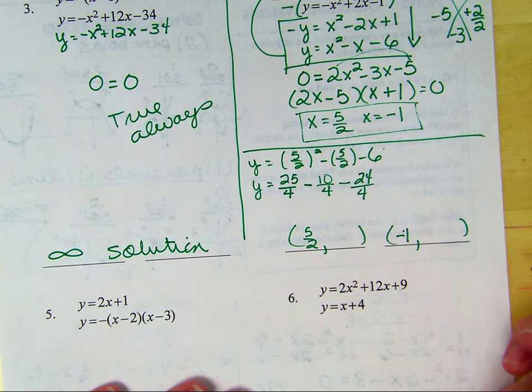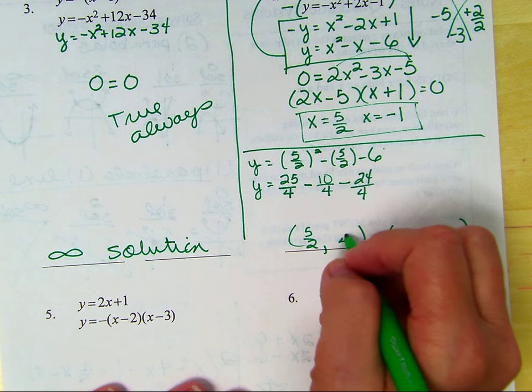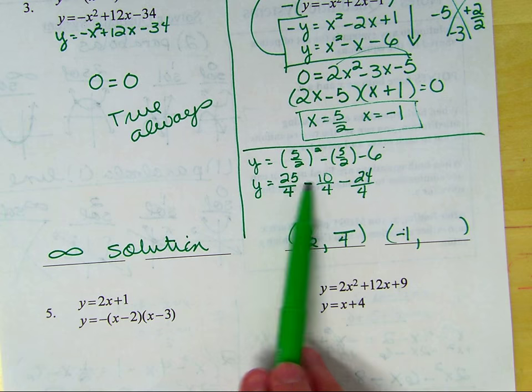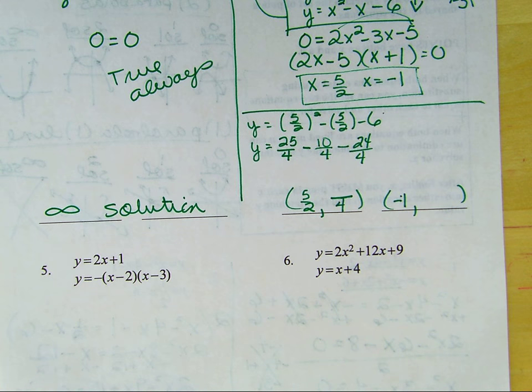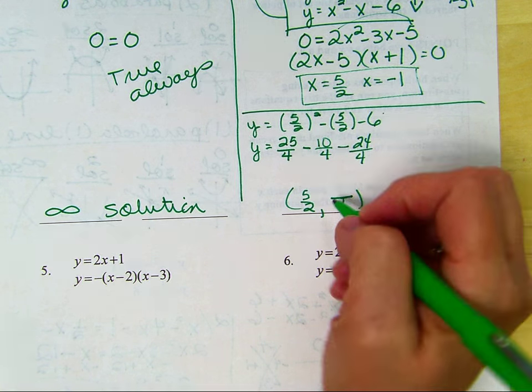So I know my answer is going to have a 4 on the bottom. I just have to do the math on top. 25 minus 10 minus 24. So 25 minus 24 is 1. 1 minus 10 is negative 9.